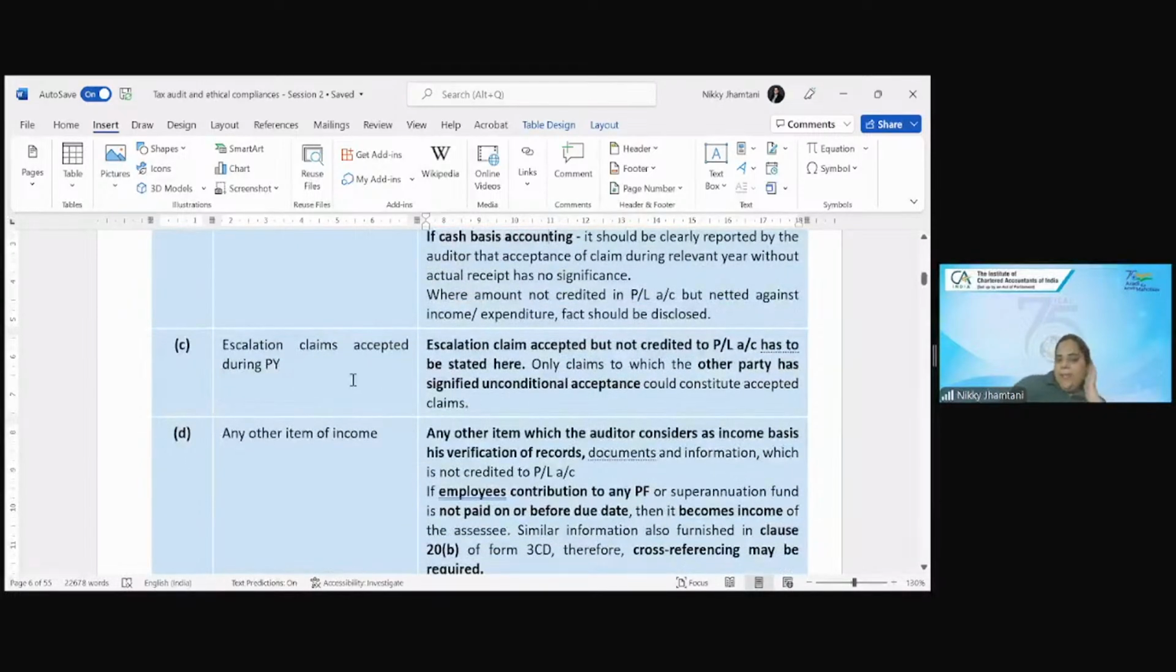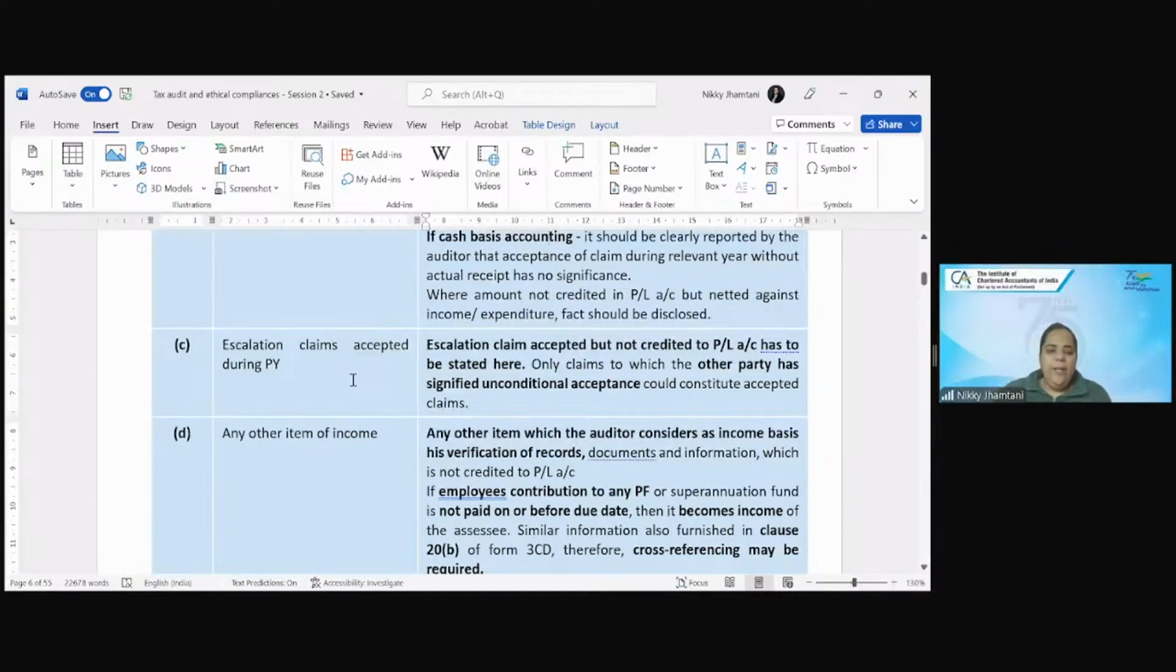(c) Escalation claims accepted during the previous year. So if there is any escalation claim which you have accepted during the financial year, the escalation claim accepted but not credited to the P&L account has to be stated here. Only claims to which the other party has signified unconditional acceptance could constitute accepted claims.